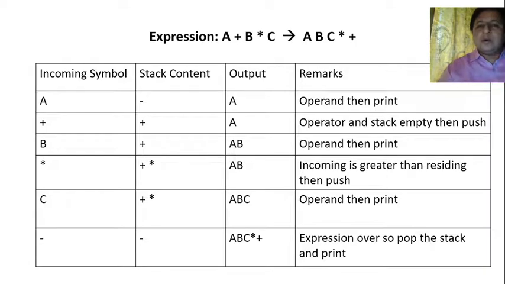Fine, let us take one more example. a plus b into c, and obviously multiplication will be done first. So it is abc star plus. Let us see step by step. a is an operand, so print. Plus is an operator and the stack is empty, so push onto the stack. b is an operand, so print. Now next is star. Star obviously is an operator, but the stack is not empty. What is there on the stack is plus.